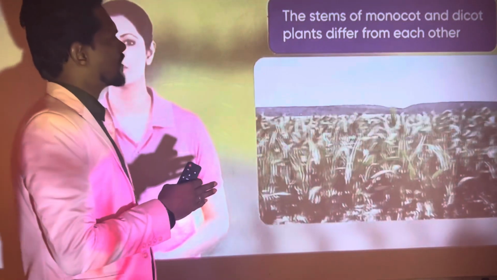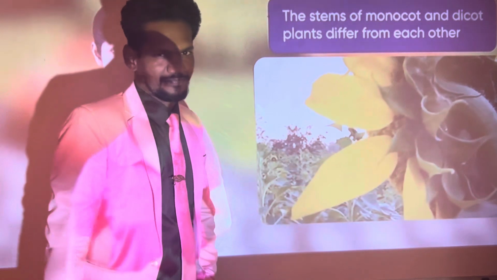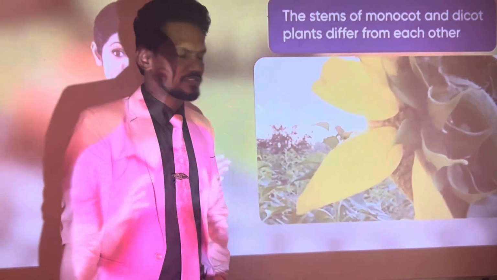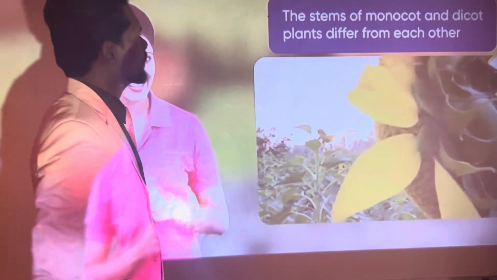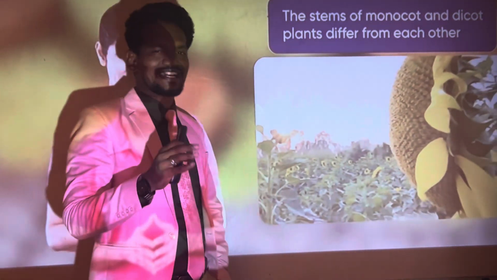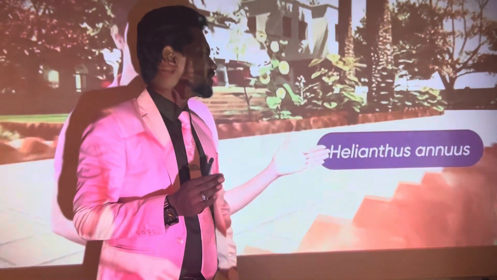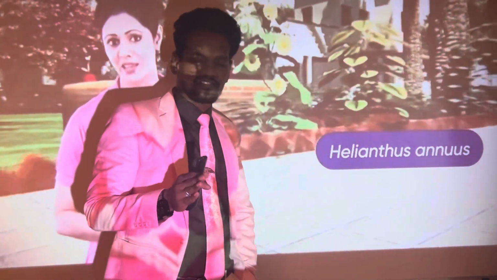In this video session, I would like to explain about TS of dicot stem, Helianthus annuus, sunflower. Let's see. Dicot and monocot are differentiated based on their anatomical structure, the internal arrangement of tissue. Easily we can differentiate dicot and monocot stem, especially by the vascular bundles arrangement, the stellar arrangement. Let's see how it is in dicot and monocot.